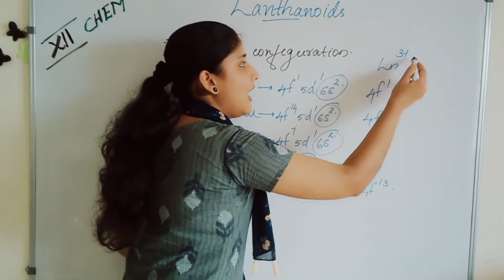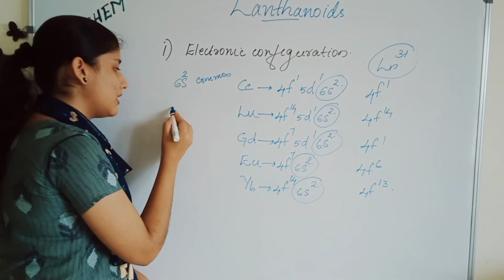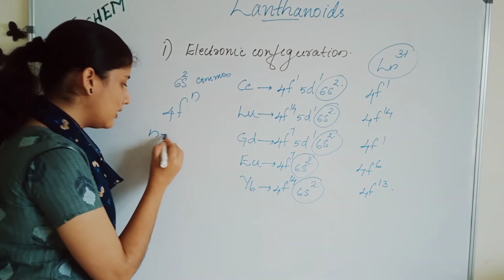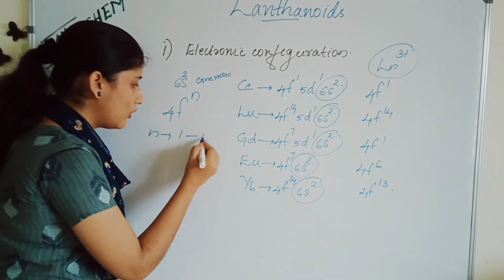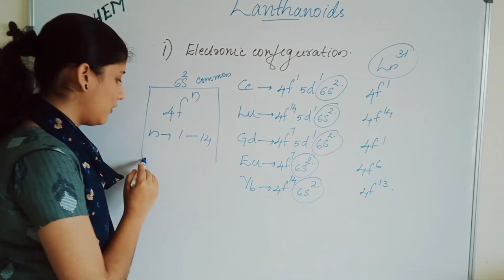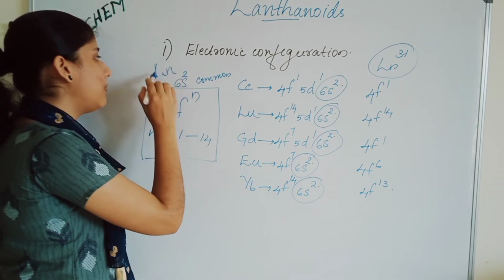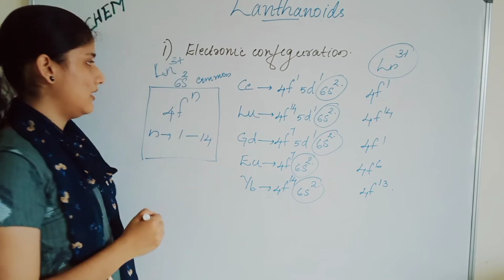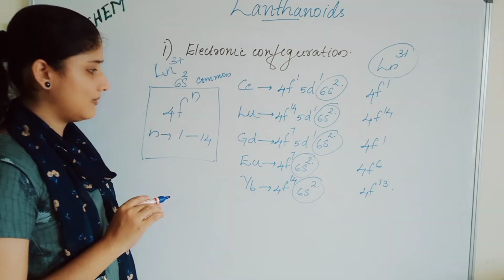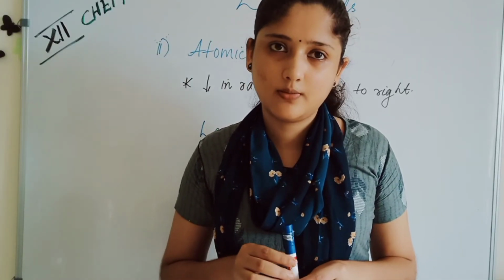For lanthanoids in 3+ oxidation state, we can say the general electronic configuration is 4f raised to n, where n starts from 1 to 14. So this is the general electronic configuration of lanthanoids in 3+ oxidation state. Let's discuss the next property, that is atomic size of lanthanoids.